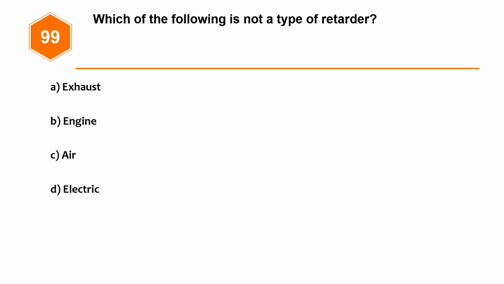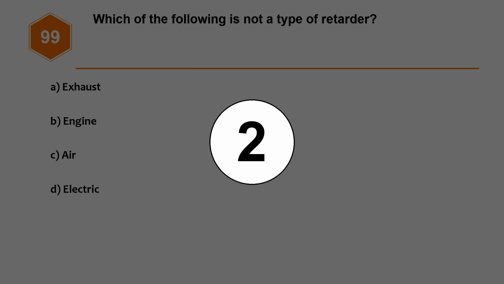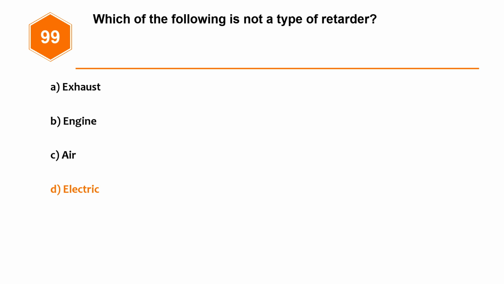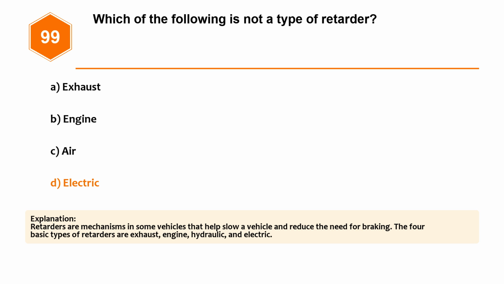Option A, exhaust. Option B, engine. Option C, air. Option D, electric. The correct answer is option D, electric. Explanation. Retarders are mechanisms in some vehicles that help slow a vehicle and reduce the need for braking. The four basic types of retarders are exhaust, engine, hydraulic, and electric.